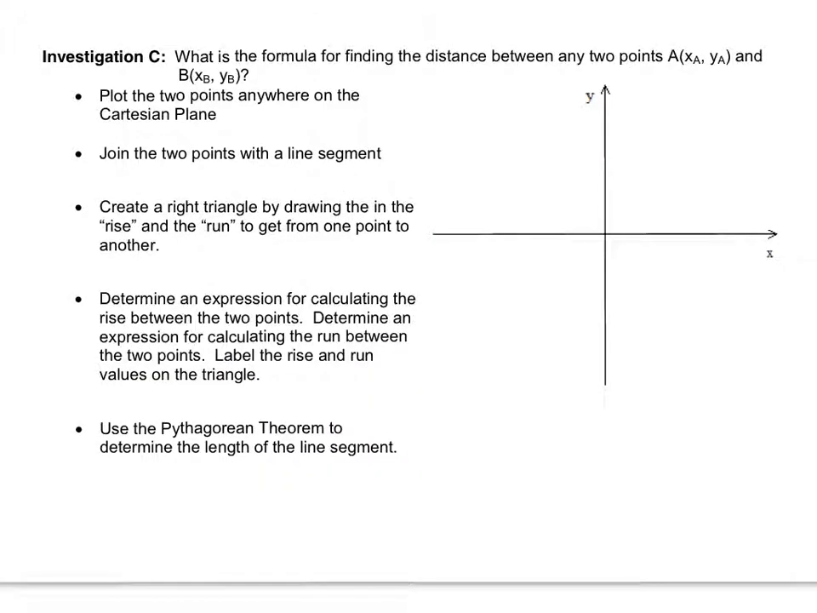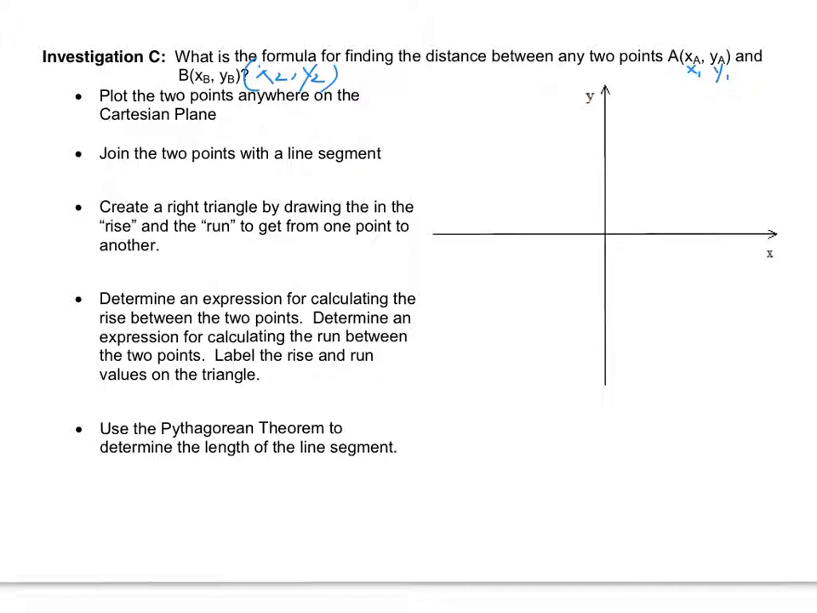Okay, so what's the formula for finding the distance between any 2 points? We'll call them point A and point B, and I've labeled them XA and YA, or some of us last year would have called this X1, Y1. That's the same thing, just a different notation. We could call this point 2, with X2, comma Y2. If you're more comfortable using 2's and 1's rather than the A's and B's, I'm perfectly fine with that.